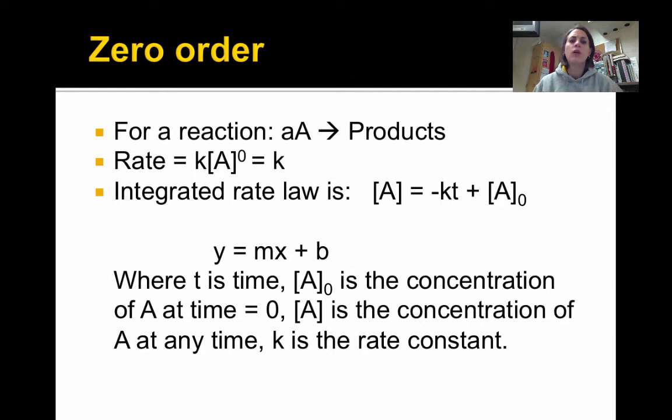So these forms of the integrated rate laws will be given to you, and this is the form for zero order. Down below here you see t is time. [A]₀ is the concentration of A at time 0, and [A] in brackets is the concentration of A at any given time, and of course we know that k is the rate constant.